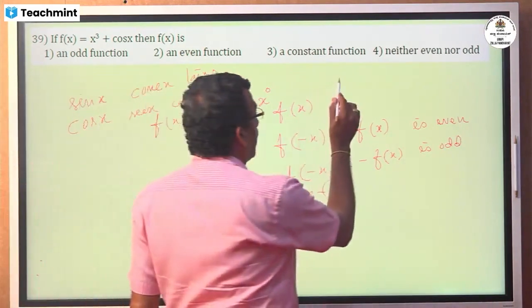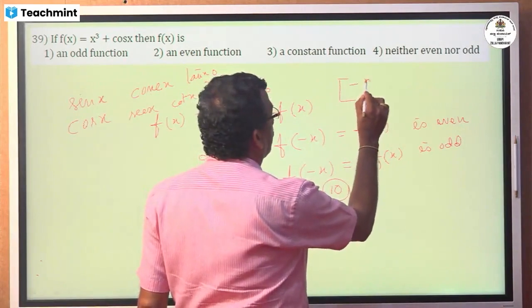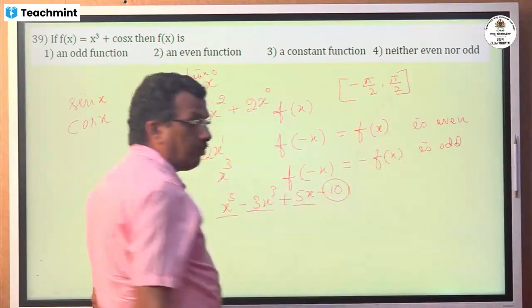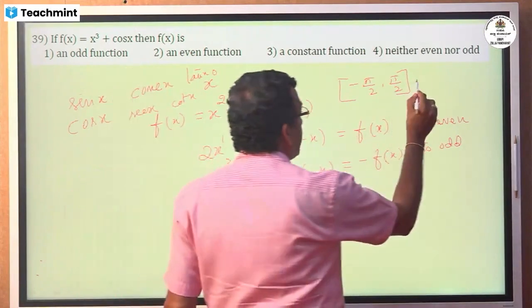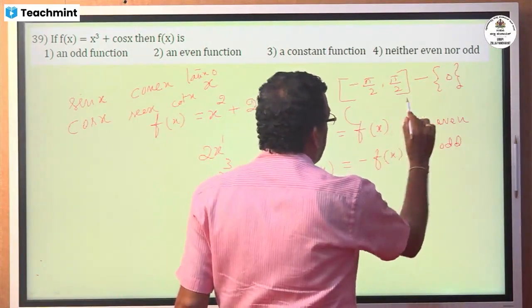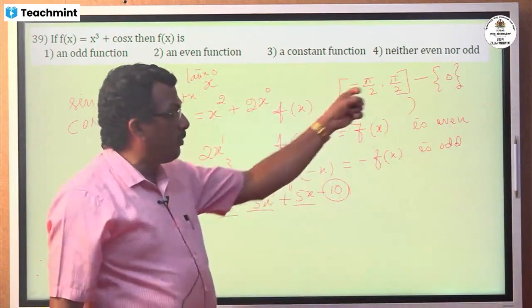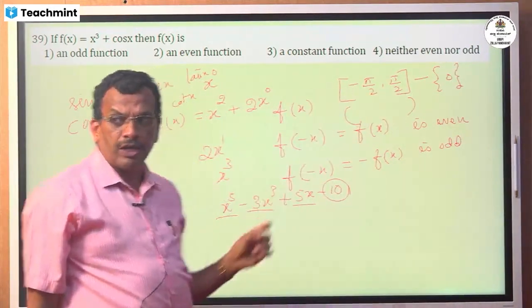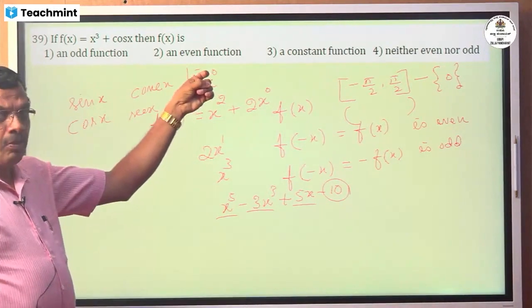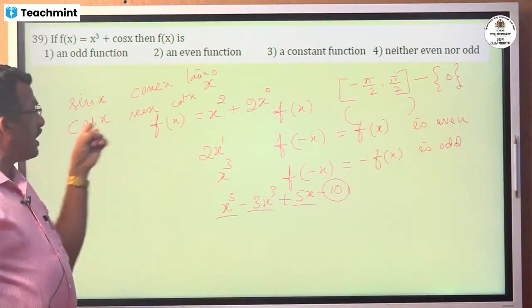You know why these are odd or even if you take the domain of those three: minus π/2 to π/2 is the condition for sin. For the cosecant, 0 is eliminated. For the tan, it is open. There is negative and positive. When negative, it gives negative; when positive, it gives positive. That's why these are odd. When the power is even, they are even. These are always even.